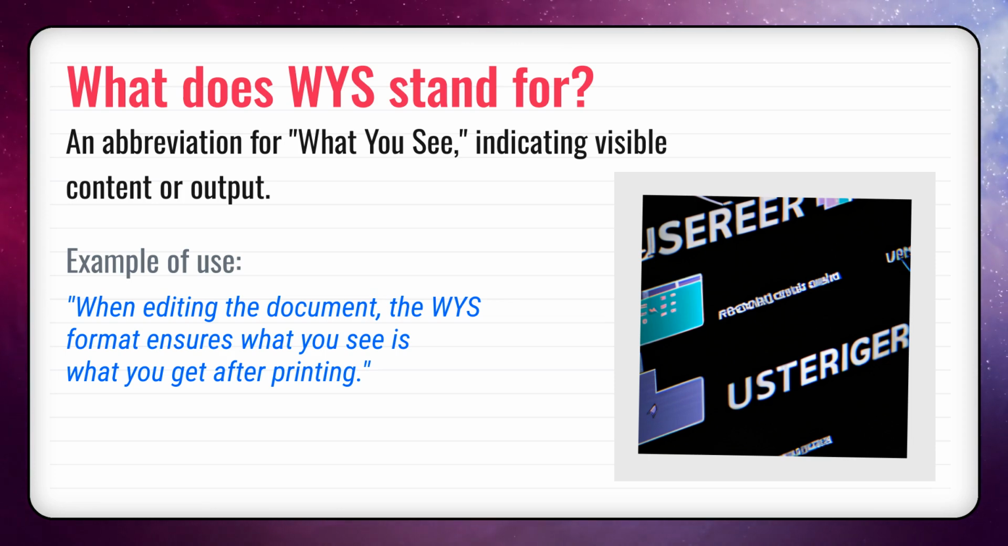Quick recap. WYS means an abbreviation for what you see, indicating visible content or output. It comes from the phrase, what you see, foundational for WYSIWYG, and you can use it in sentences like the ones we shared.